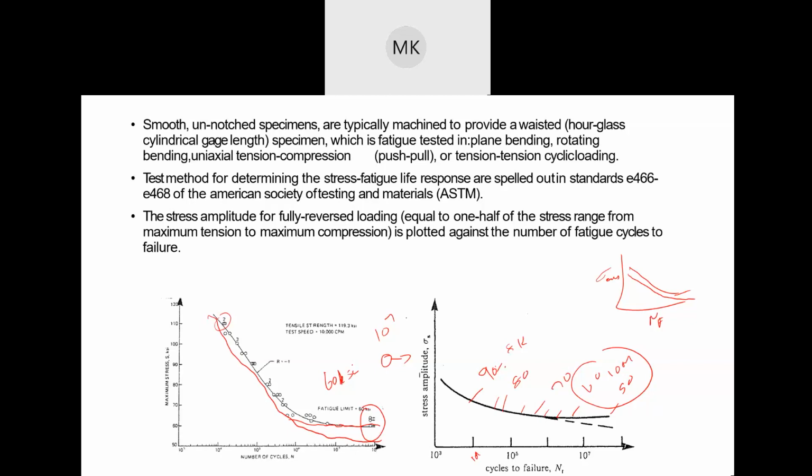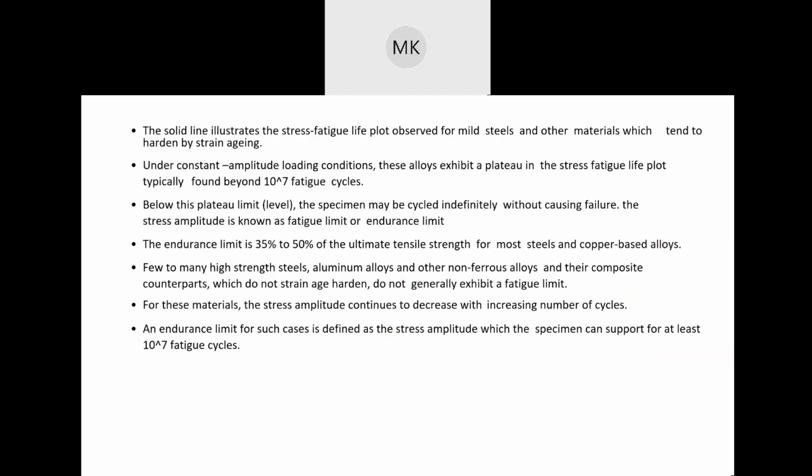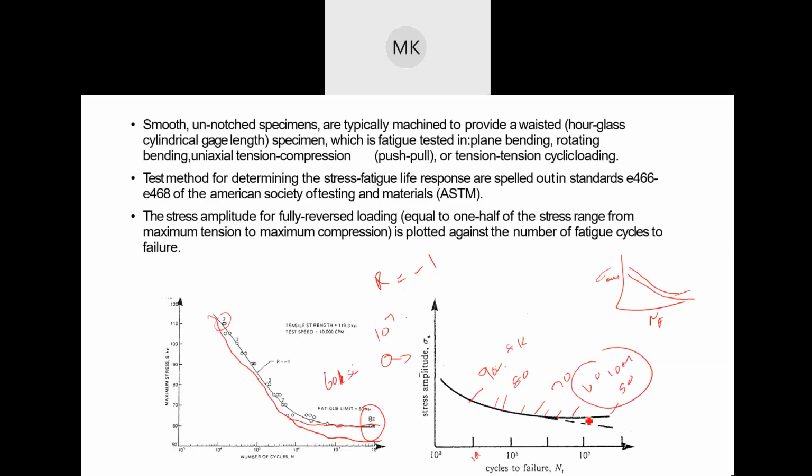So this is fully reversed cycling, so that means your R is equal to -1, and this is the data point for that material. In this, a solid line tells you that it's a mild steel or any kind of BCC material. The dotted line, when you see that there is no saturation happening and it just keeps reducing with stress, that's any FCC material or a high strength material.